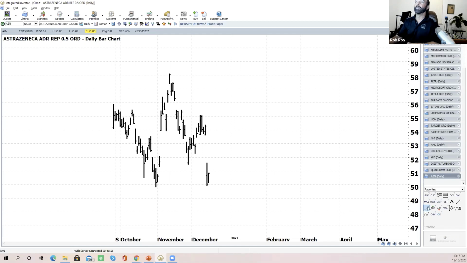We had a triangle and it broke to the downside. Oops, wrong button. But it's at support now. Now, if it follows triangle rules, which they usually do, we're right at support here at 50. It should retrace the breakout. So it should head back up to 54 if it follows the triangle rules.